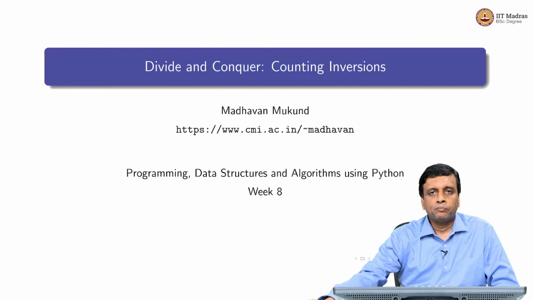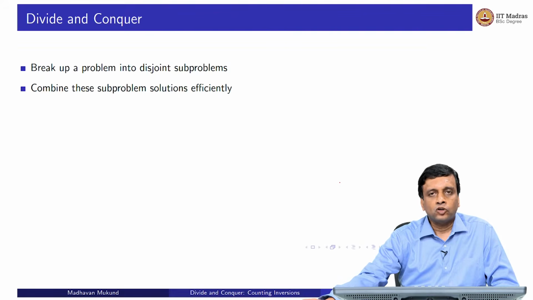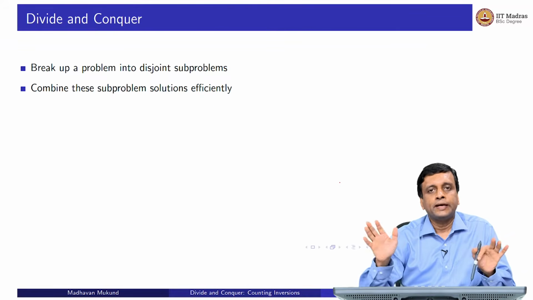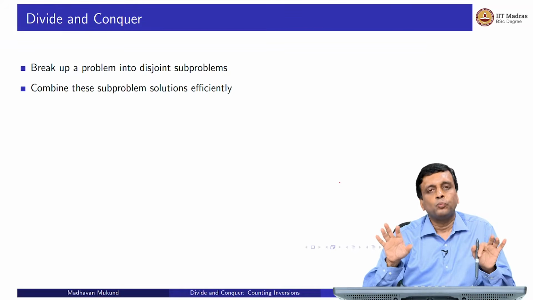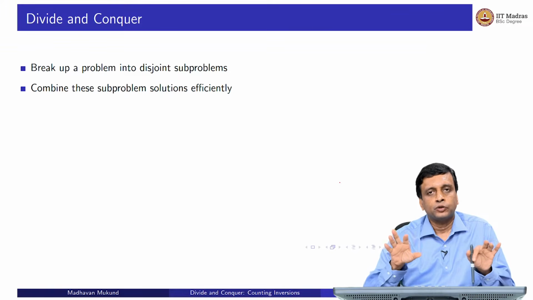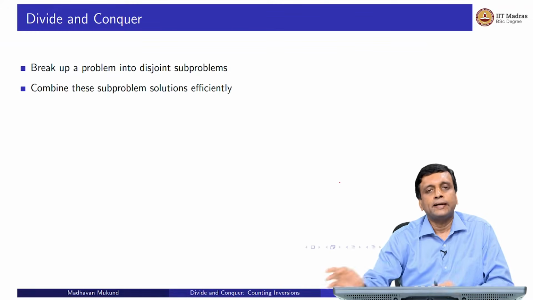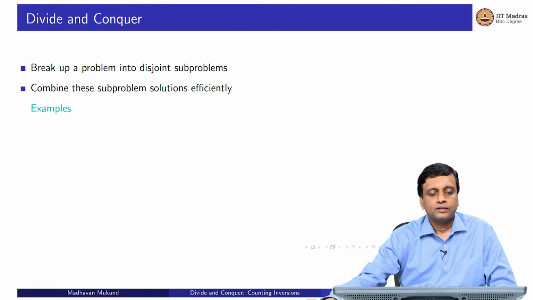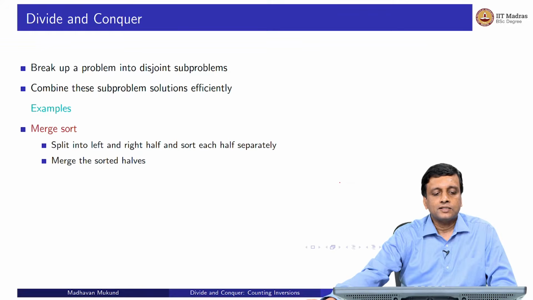So we will now look at more examples of an algorithm design strategy called divide and conquer. In divide and conquer, what you do is you take your problem and you break it up into parts, typically into two parts which are disjoint, which don't refer to each other. Then you solve these parts separately and then you combine the solutions efficiently. A typical example of this is merge sort.